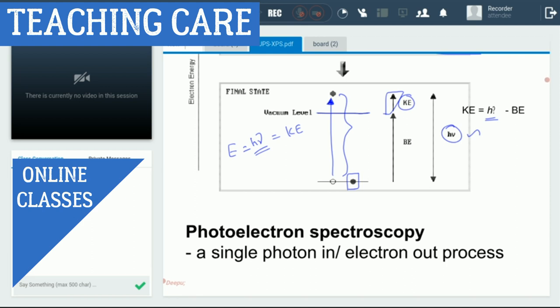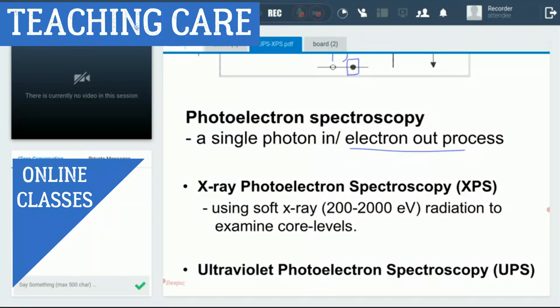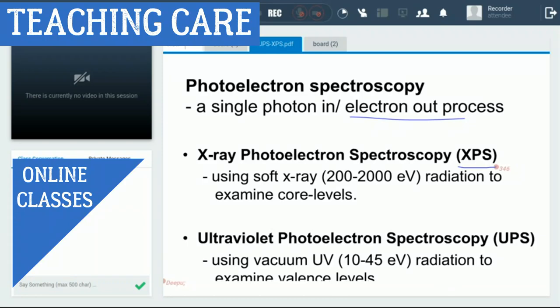Photoelectron spectroscopy is a single photon in, electron out process. We are going to talk about only one photon, how it is ejecting one electron. X-ray photoelectron spectroscopy is shortly called XPS. There are two different spectroscopies. One is UPS, which means ultraviolet ray. UV ray, you would have come across UV. With the help of UV light, an electron is going to be ejected. That is called UPS.